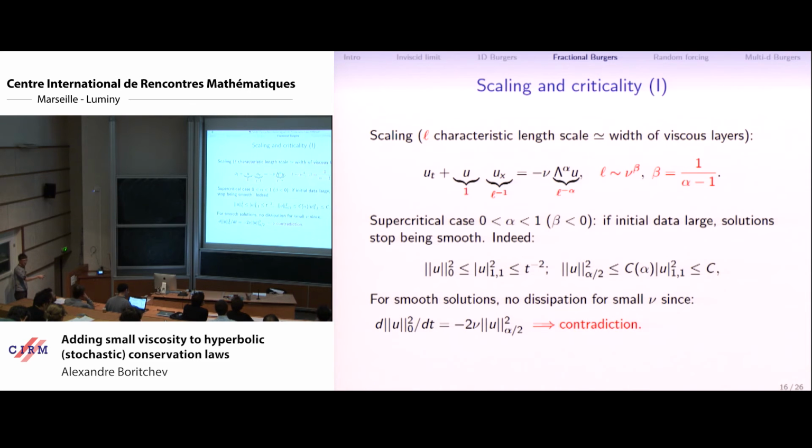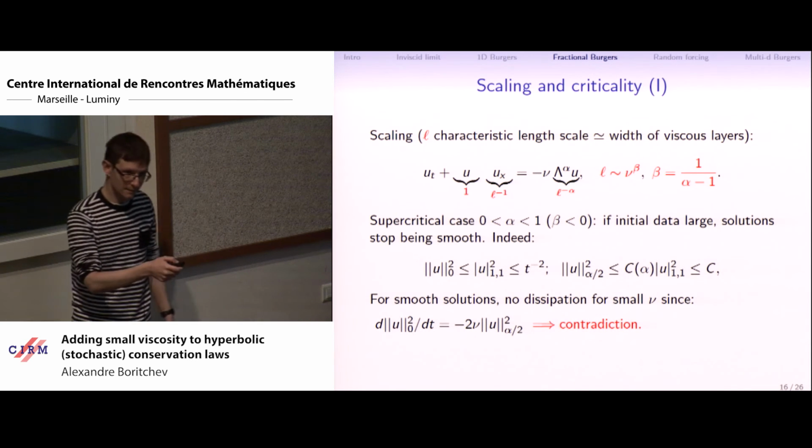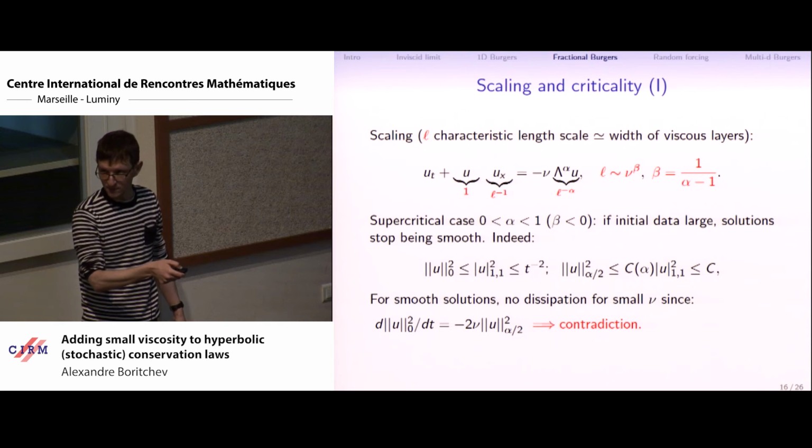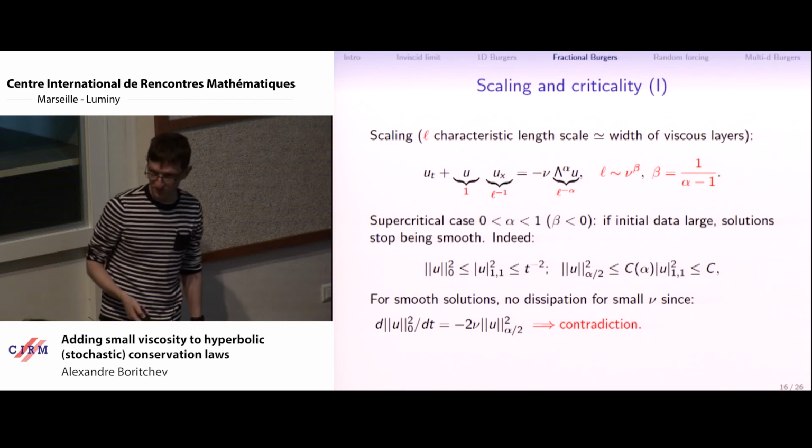So there is a case where obviously something is wrong. It's when alpha is between 0 and 1, because in this case beta is negative, and you have a characteristic length which is larger than 1, which makes no sense because we're on the circle, so no larger scales can exist. And it's normal that in this case nothing makes sense because, under a straightforward assumption that the initial data is large enough, the solution stops being smooth. And again, the crucial argument is to combine the dissipation calculation and Oleinik's estimate.